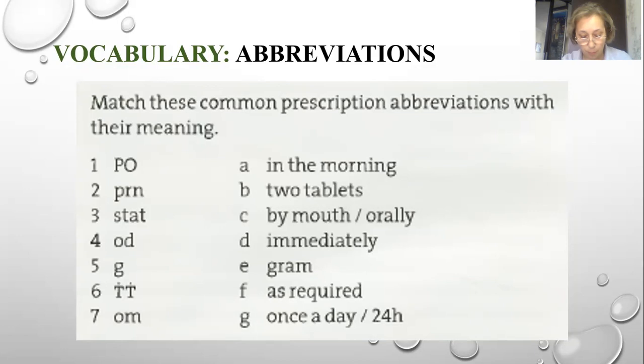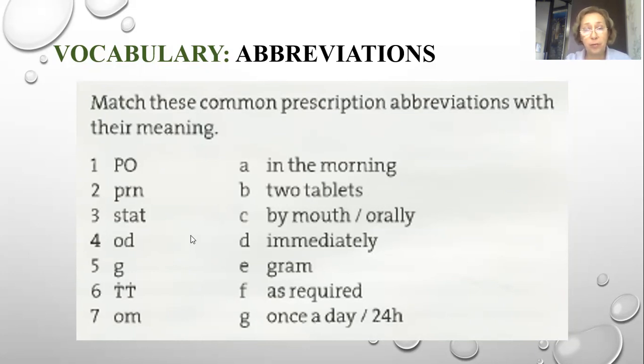I don't know actually about OD. OD means omni die, once a day, ma'am. Once in 24 hours. Yes, ma'am. Then G means gram. TT means 2 tablets. And OM means in the morning, this is omni mane, in Latin. Yes, in the morning. Good.